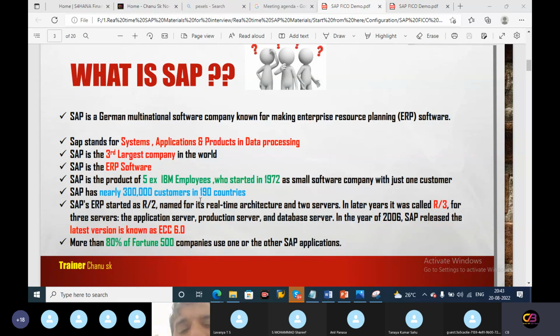I already told you SAP works on R3 basis. R means real time, and 3 means 3 servers. What are the servers we have? The application server, production server, and database server. I will explain what exactly this R3 concept is at the S4 HANA level in the next class. Meanwhile, just understand what this concept is.